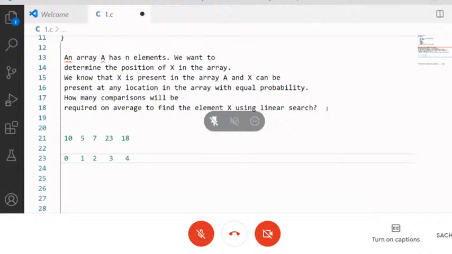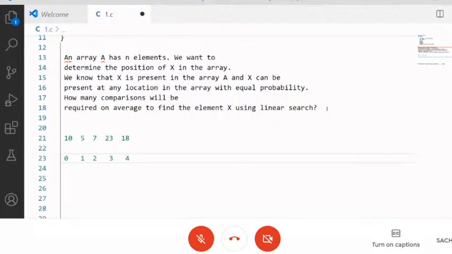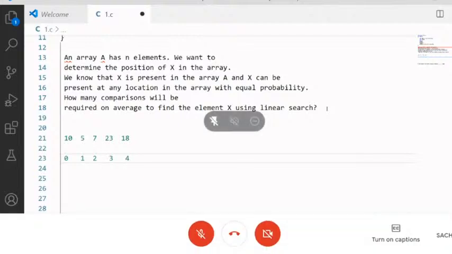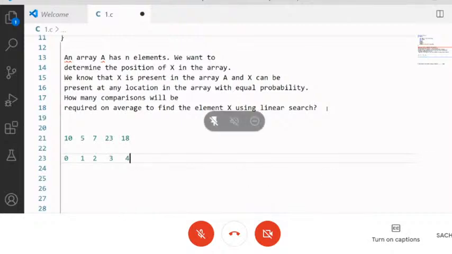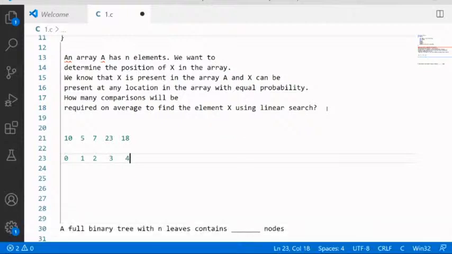We are assuming that X is always present in the array A, and X can be present at any location. That's the next important point. X is an element which can be present at any location in the array with equal probability.